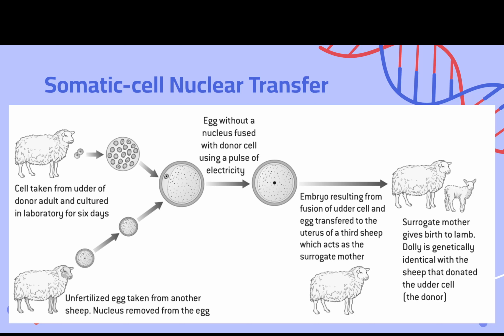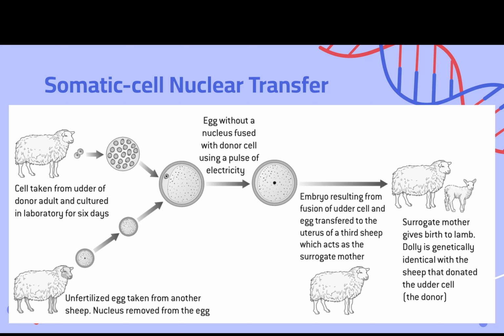It's somatic cell nuclear transfer. What happens in somatic cell nuclear transfer is that a cell taken from the udder of a donor adult is taken and cultured in a lab for 6 days. An unfertilized egg is taken from another sheep, the nucleus is removed, and the egg cytoplasm and the structure is left behind.